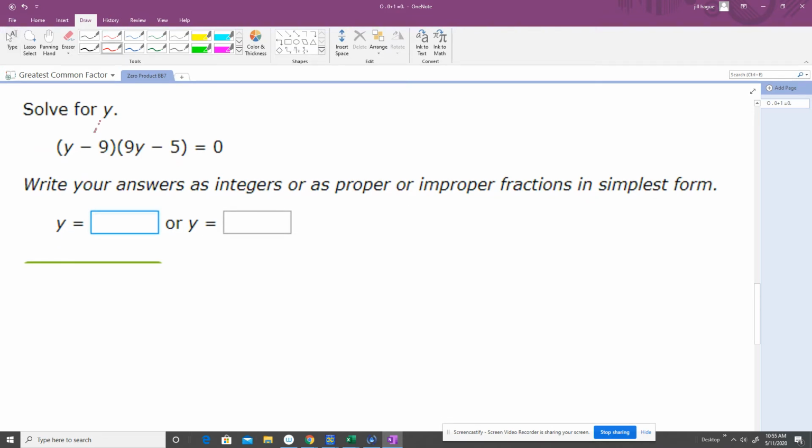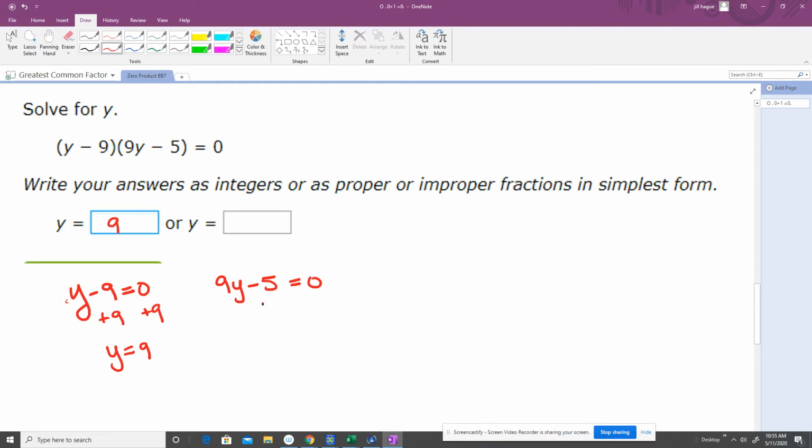We're still going to set them equal to 0, but we have a little bit harder equation to solve in one of them. In this equation over here, we have a two-step equation, which is still something everybody should know how to do. We're going to add 9 to both sides. And we get y equals 9. There's one answer.